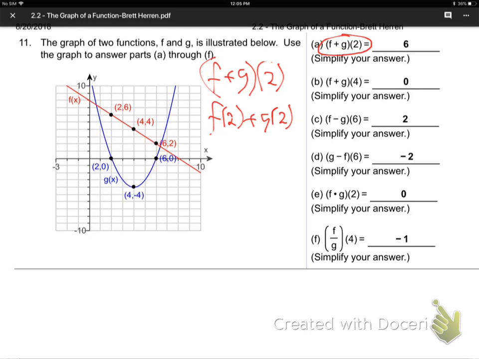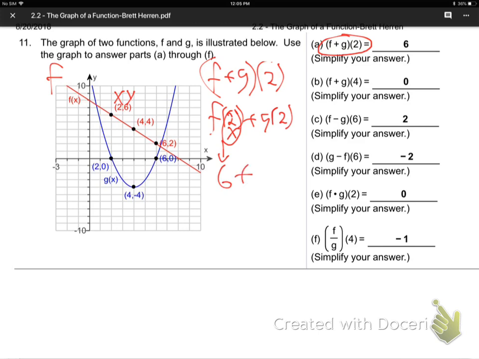How do we use a graph when we're plugging in? What goes in is x. What comes out is y. For the f graph, the straight red line, if you put in 2, look for the x value of 2 on the f graph. Right here. What's the y value that goes with it? 6. That means this comes out 6, plus.